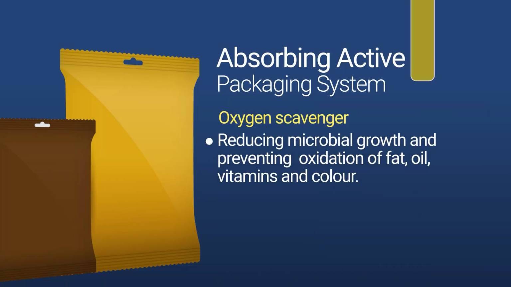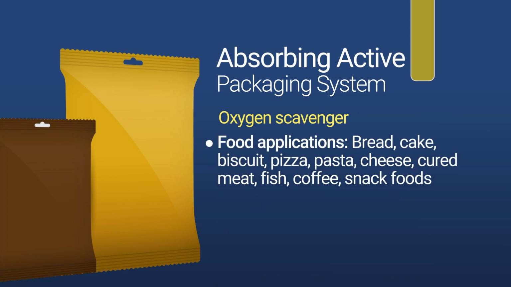If we want to remove the oxygen from the package, we can use oxygen absorbing or scavenging chemicals or products like iron based products, ascorbic or metallic salts or enzyme based products in the form of sachets, labels, films, corks, etc. This will reduce microbial growth and prevent the oxidation of fat, oil, vitamins and color. This packaging can be used for bread, cake, biscuit, cheese, cured meat, fish, coffee, etc.